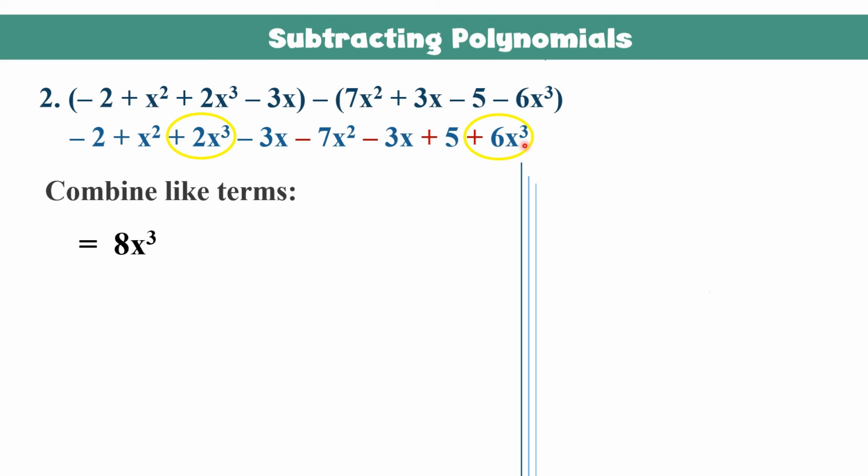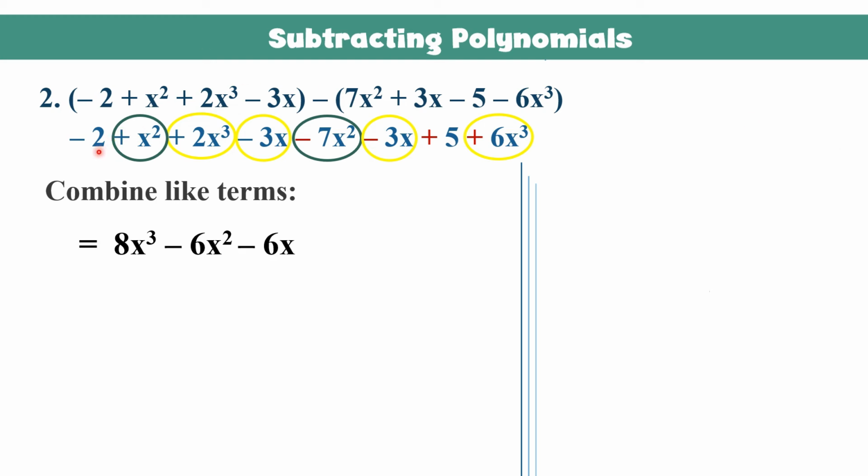Then, after x cubed, we have here x squared. We can combine positive x squared with negative 7x squared, and you will have negative 6x squared. Then, for the term with a variable x, we have here negative 3x and another negative 3x here. We may combine these two. Both are negative, so you have to add the number and copy the sign. 3 plus 3 will give us 6 and copy the negative sign. So we have negative 6x.